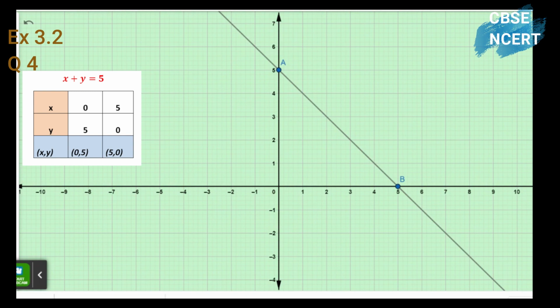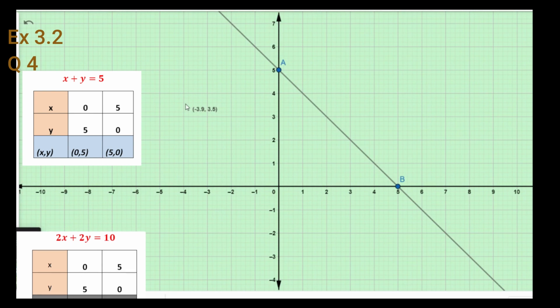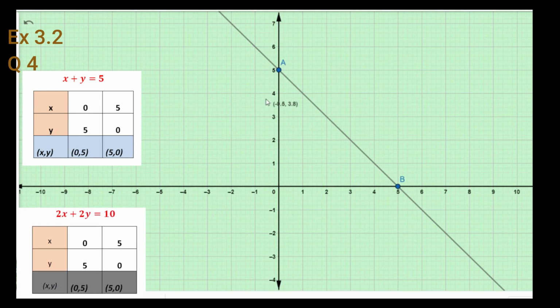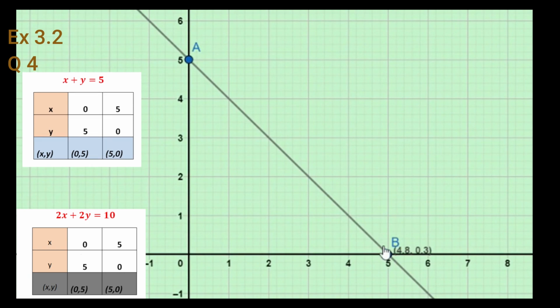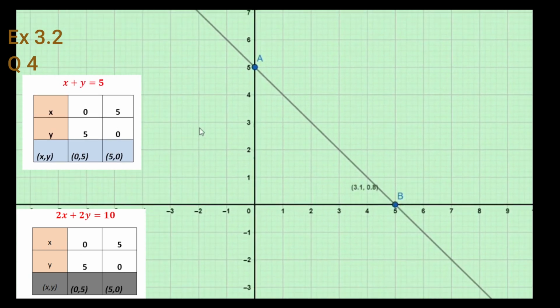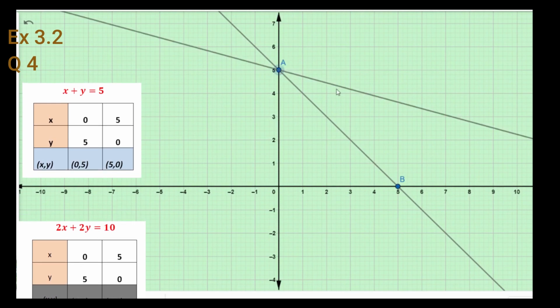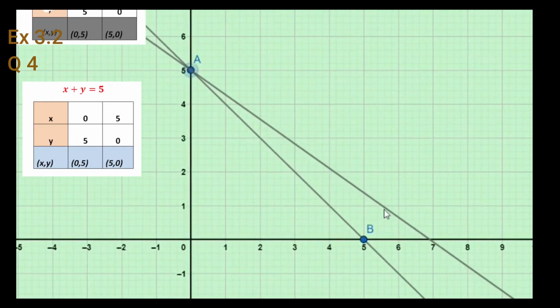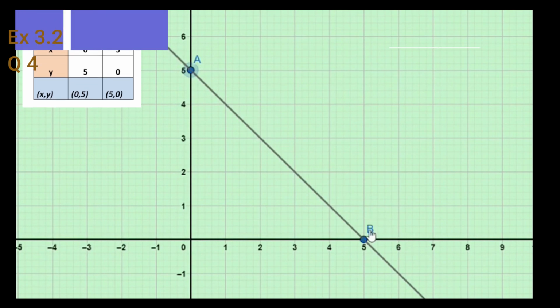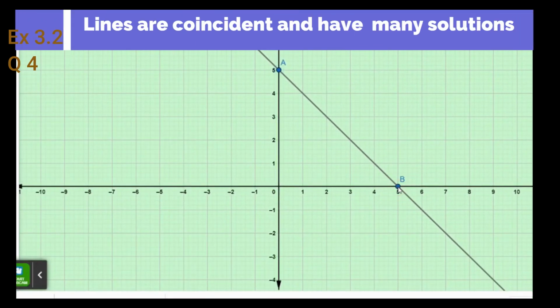Now we are going to draw another 2 points for the straight line 2x plus 2y is equal to 10. So the points we got are 0 comma 5 and 5 comma 0. 0 comma 5 again lies on the same point, and 5 comma 0. Now I am going to draw a straight line touching 0 comma 5 and 5 comma 0. Now if you see the magic, both lines are coinciding, overlapping each other.